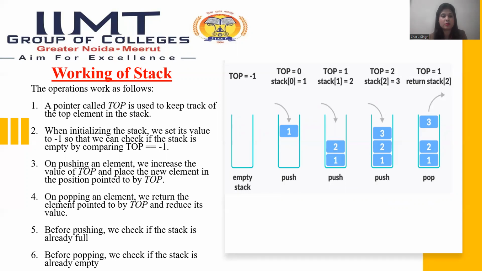On pushing an element, we increase the value of the top and place the new element in the position pointed to by the top. On popping an element, we return the element pointed to by top and reduce its value. Before pushing, we check if the stack is already full or not. And before popping, we have to check if it is already empty or not. Is there any element present before trying to perform the pop operation?